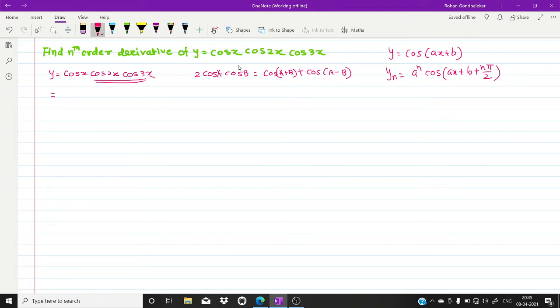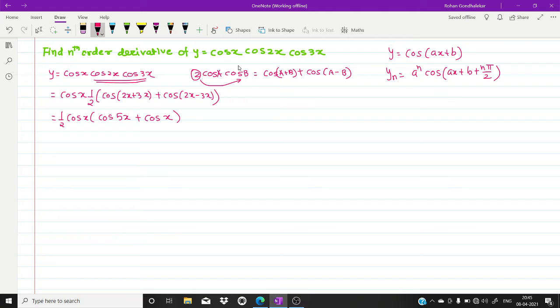Use this. So we have cos x. One more thing, the 2 is not present. So what do I do? I shift it to the right hand side. It becomes 1 by 2 times cos of 2x plus 3x plus cos of 2x minus 3x. So this 1 by 2 I will keep outside, cos x into cos 5x plus cos x.